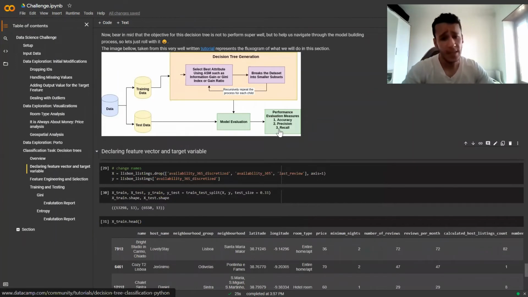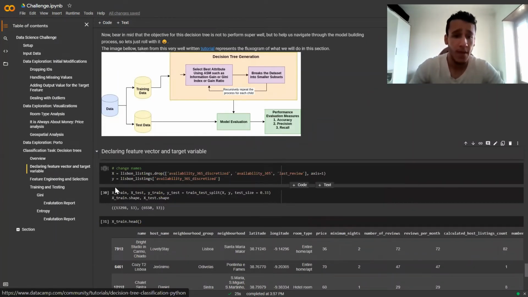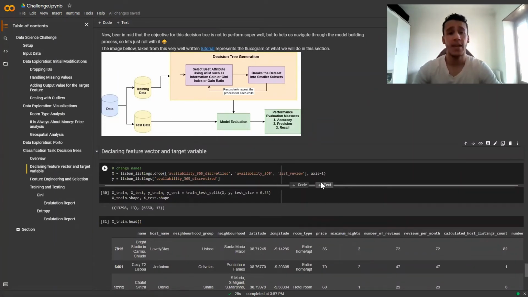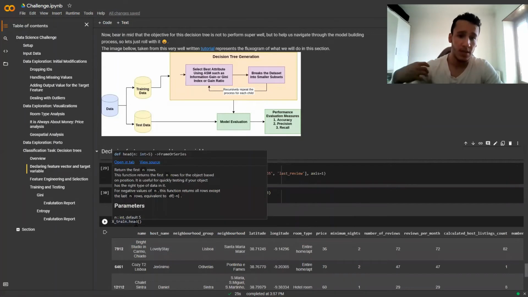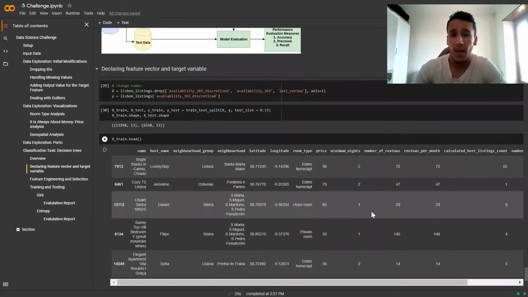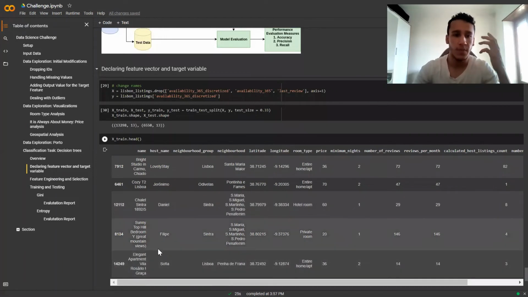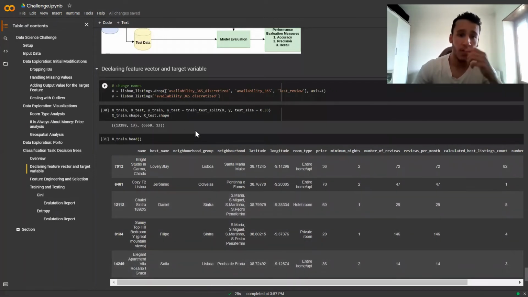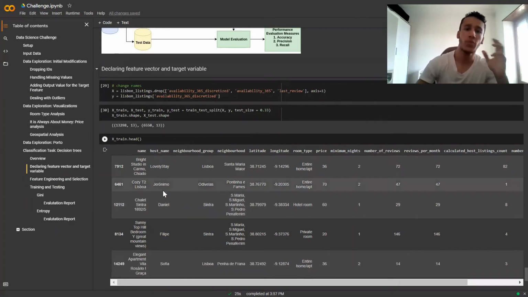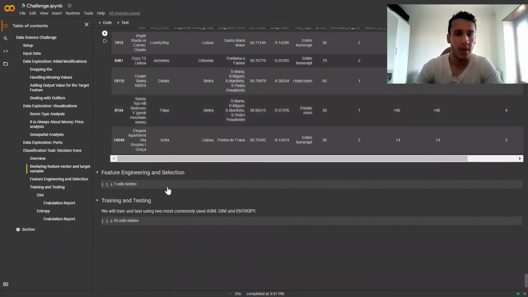So the first thing that we do is divide our data into the target variable and the feature vector. The features are what we are going to use to ask the questions, and the target variable is what we want to predict. Looking once again at our data, here is our training set, and we are going to divide it with scikit-learn into training and testing.